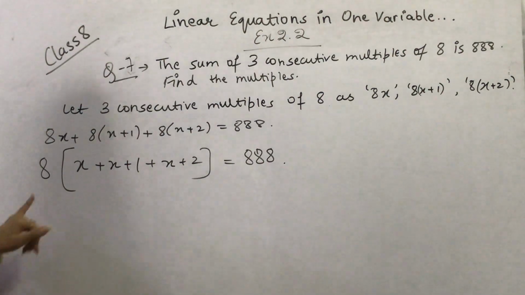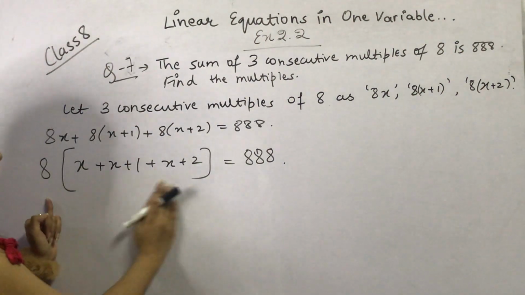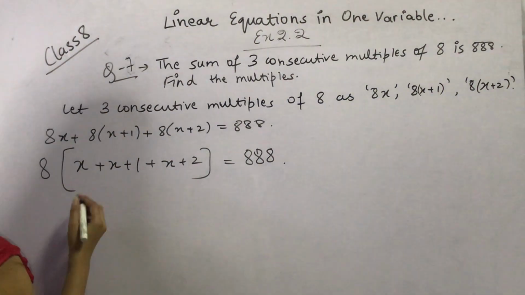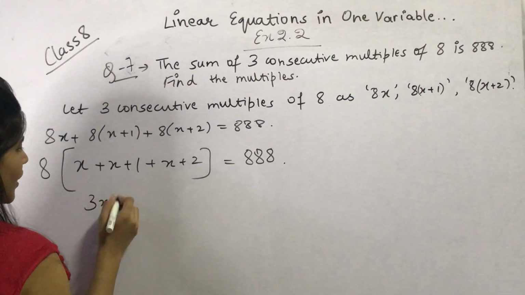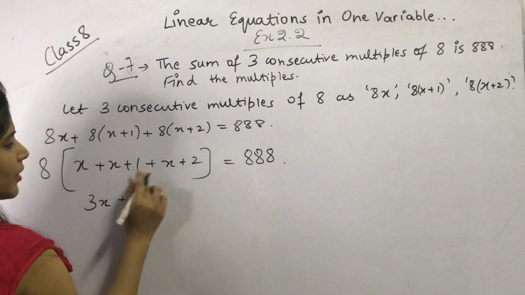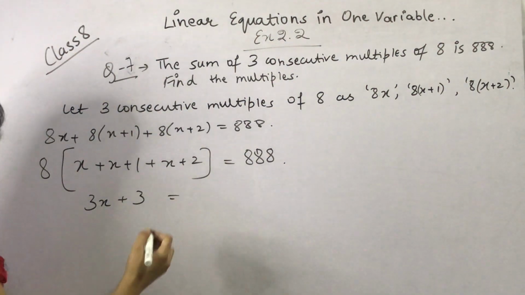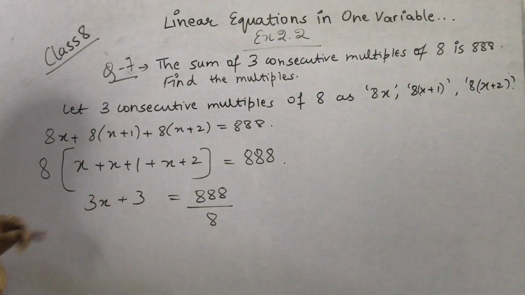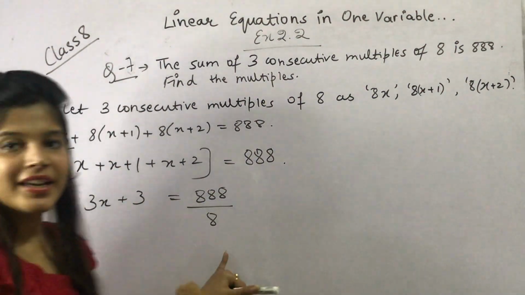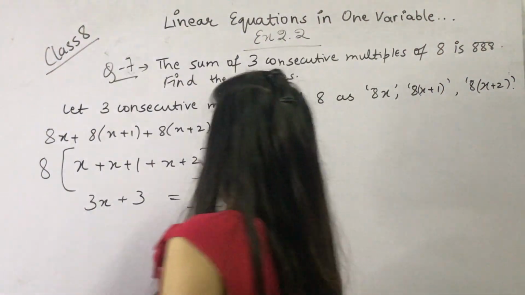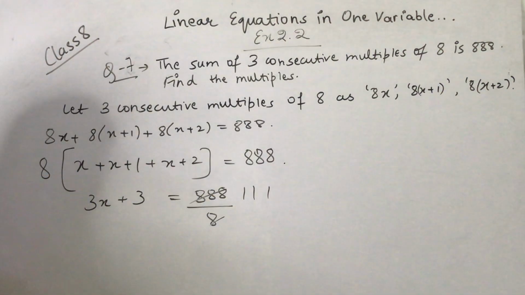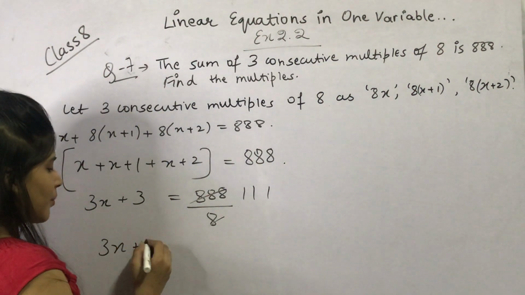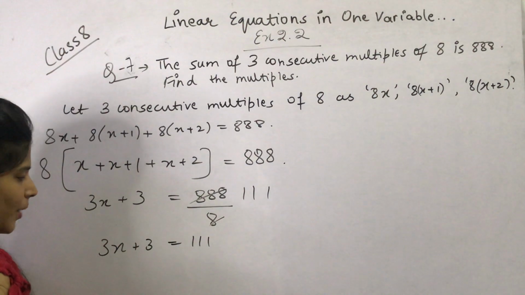Now children, this 8 is in multiplication with this whole term, so going to the other side it will be divided. So this becomes 3x: x plus x plus x is 3x, plus 1 plus 2 is 3, equals 888 upon 8. Because this 8 was in multiplication here, it comes to division on this side. And simply this will be 111: 8 1s are 8, 8 1s are 8, 8 1s are 8. So we are left with 3x plus 3 equals 111.